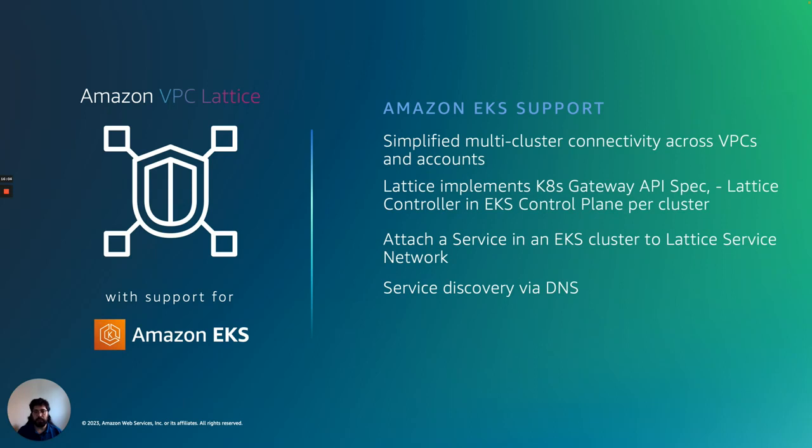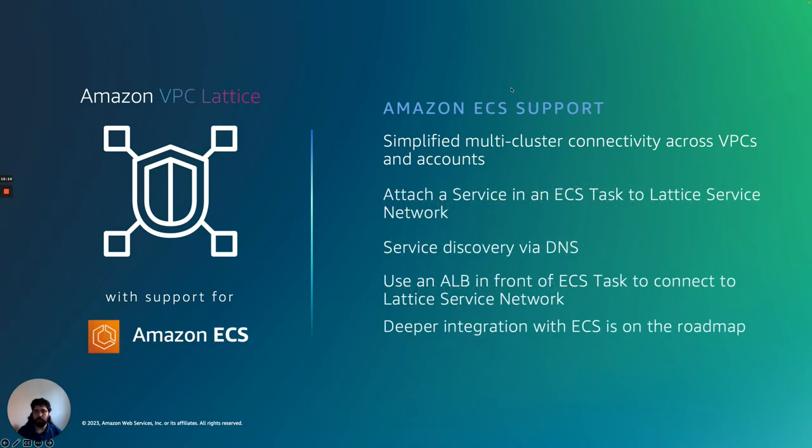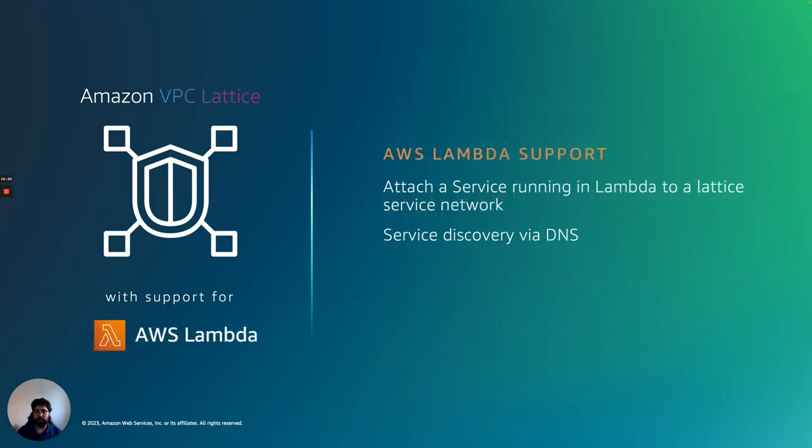When working with EKS, Lattice implements the Kubernetes Gateway API spec, while service discovery is done using DNS. When working with ECS, you attach a service in an ECS task to a Lattice service network using an ALB, while service discovery is still done with DNS. Deeper integration with ECS is on the roadmap. When working with serverless, so with Lambda, you attach a service running in Lambda to a Lattice service network, and service discovery is still done with DNS.